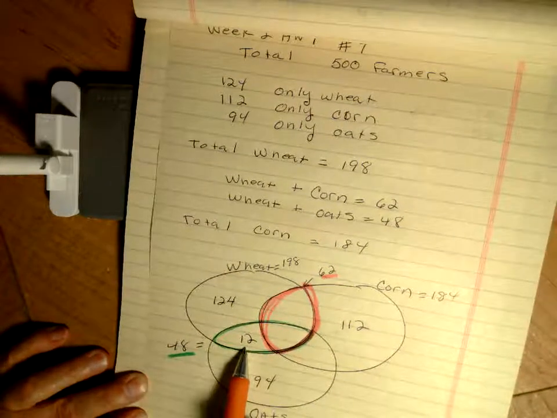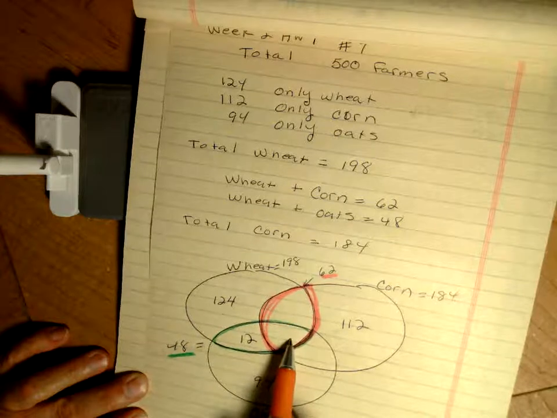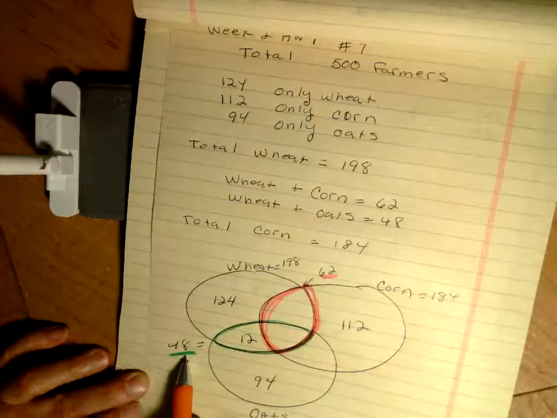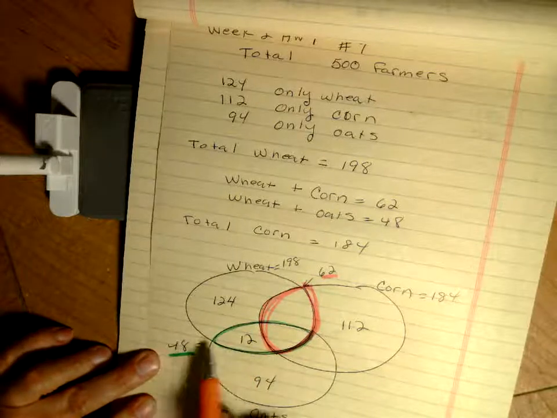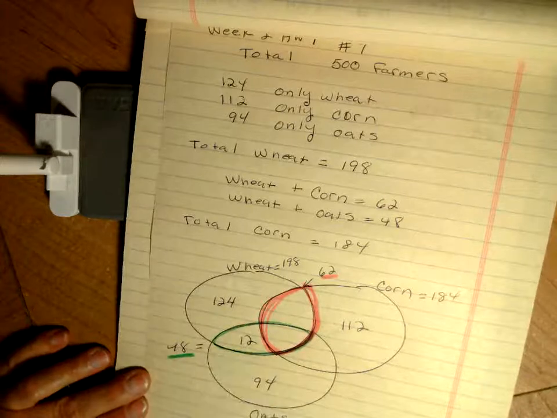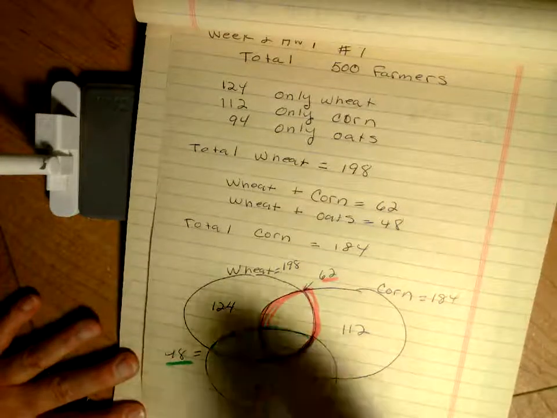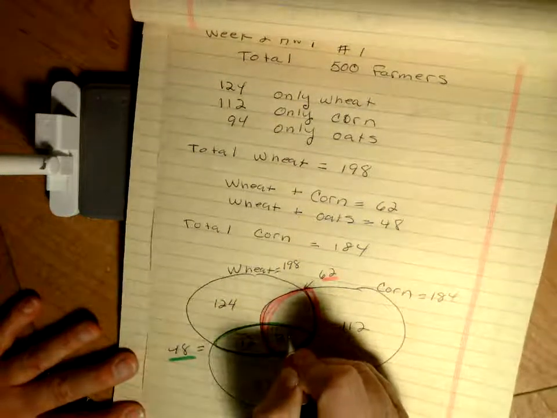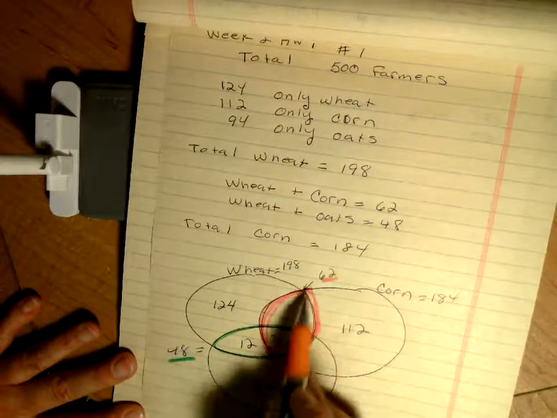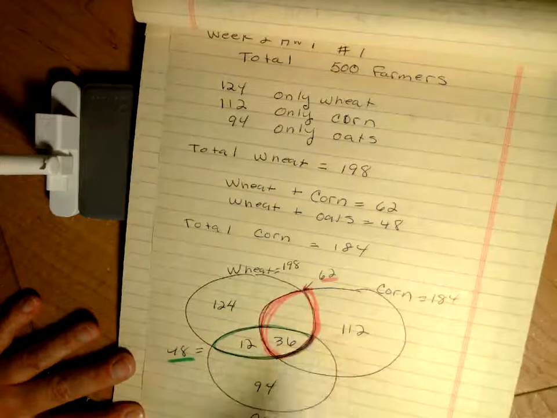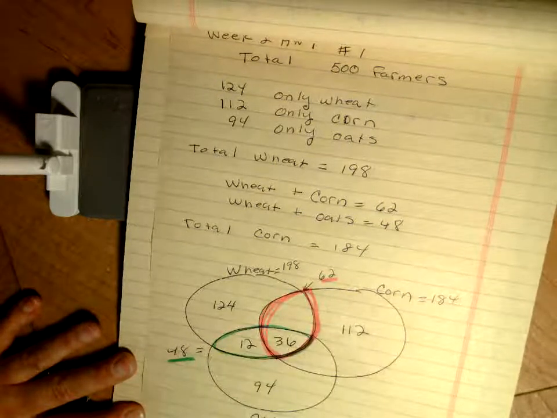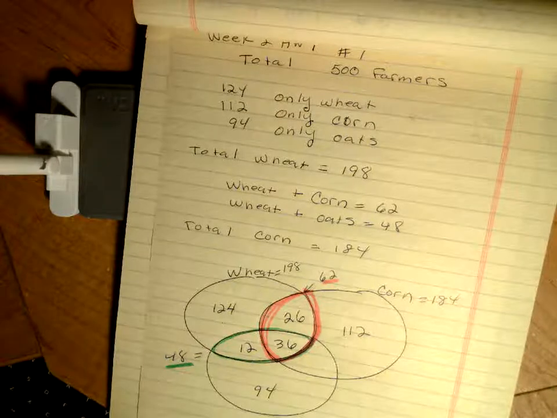So now that I have this piece, I can find this piece, right? Because I know that this whole green piece equals 48. So now I'm going to start finding the other pieces. So 48 minus 12 is going to give 36. And then now I can find this piece, right? This piece is going to be 62 minus 36, which is going to equal 26.